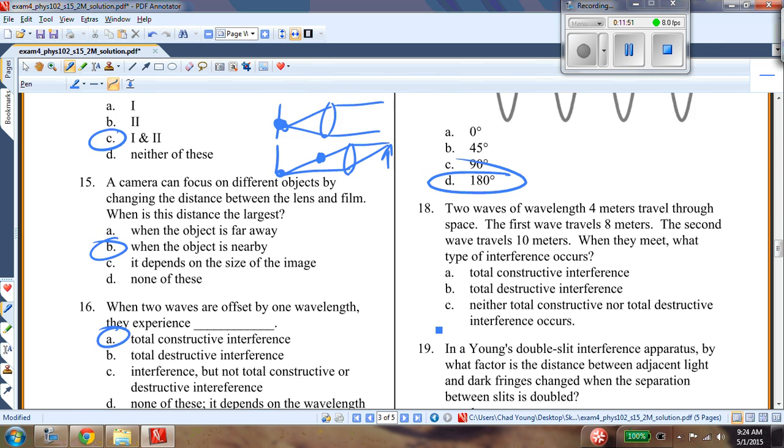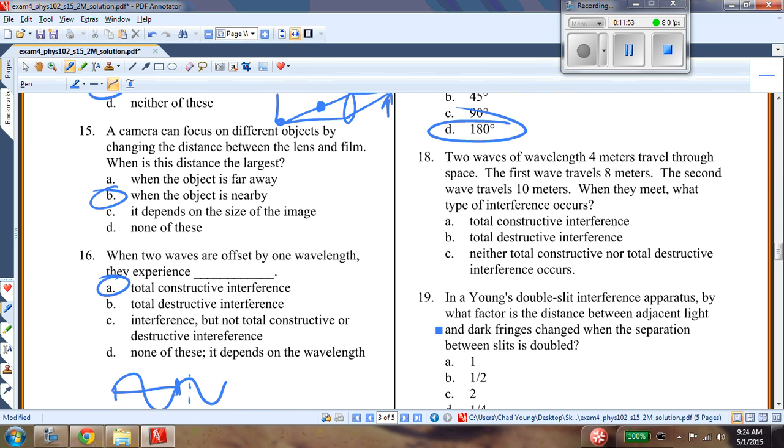D is 17. Two waves of wavelength 4 meters travel through space. The first wave travels 8 meters, the second travels 10 meters. 10 minus 8 is 2 meters, so I have a path length difference of 2 meters. That's half of 4 meters, so it's a half wavelength offset, so it's total destructive interference.